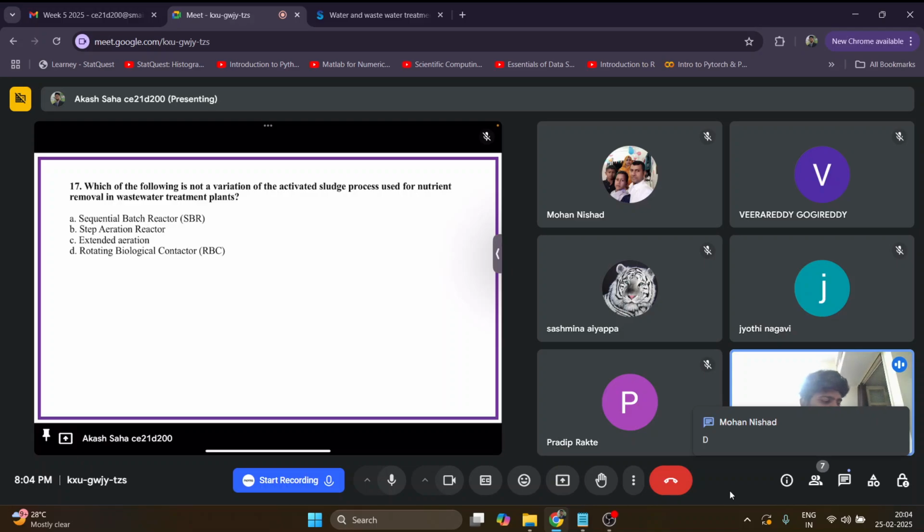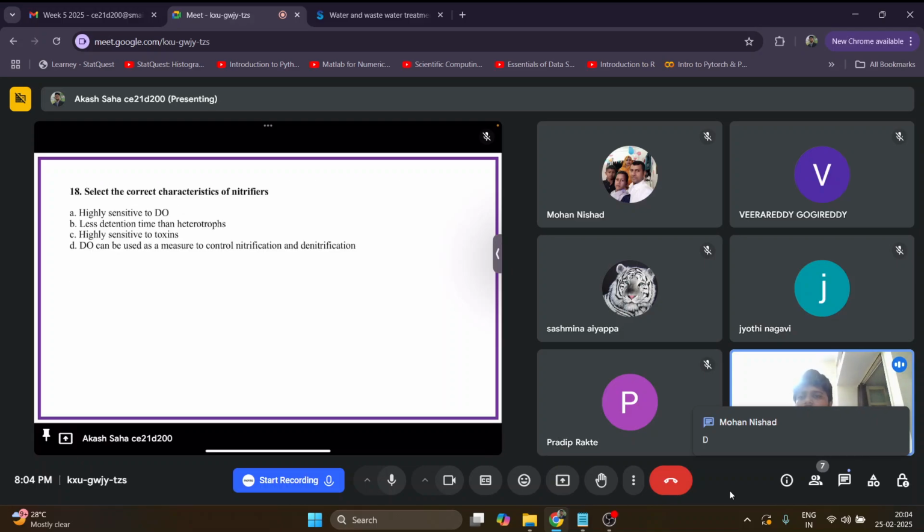So option D, definitely the rotating biological contractor. Okay, so there is nothing much to discuss in this. Okay, next question. Select the correct characteristics of nitrifiers.